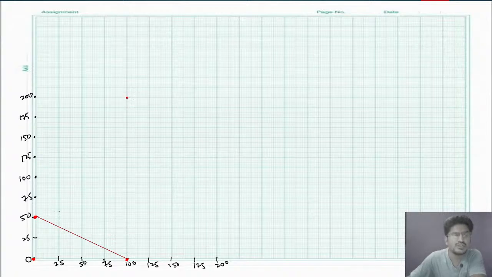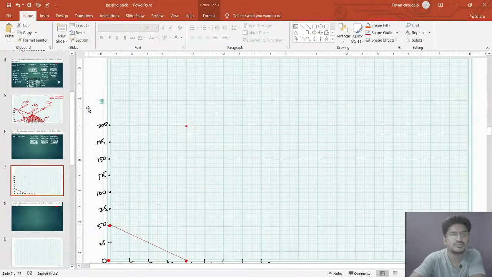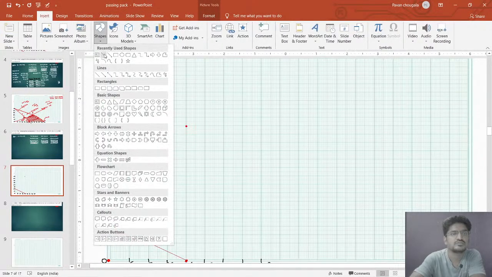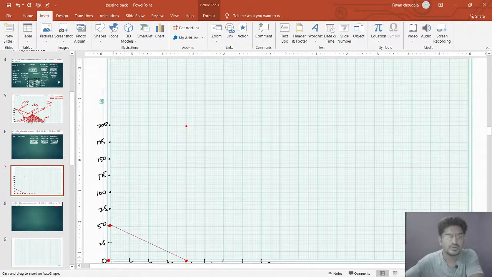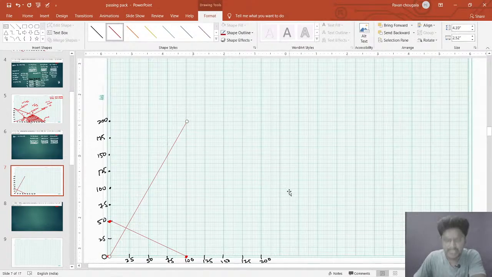Clear? So now you have to join these two lines and take the line and you can join it, no problem. Clear? Okay. So these are the two lines. Now let us go for the third line.